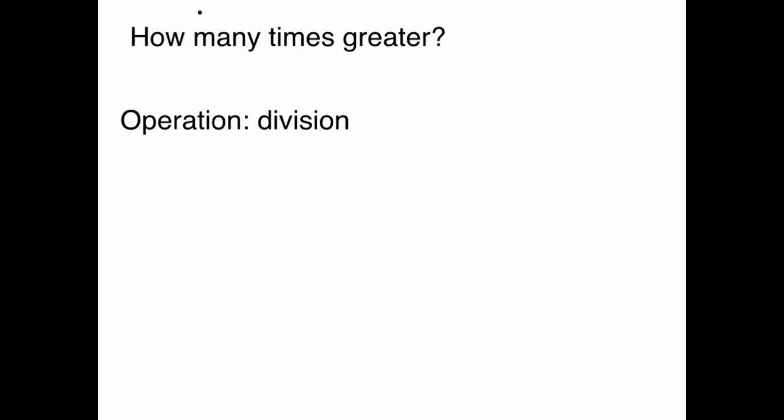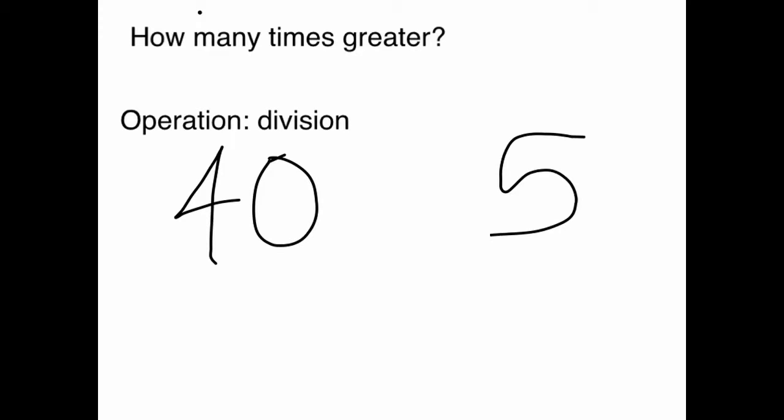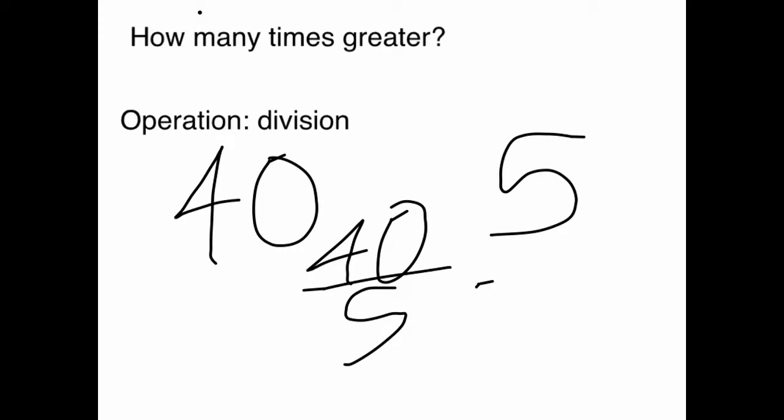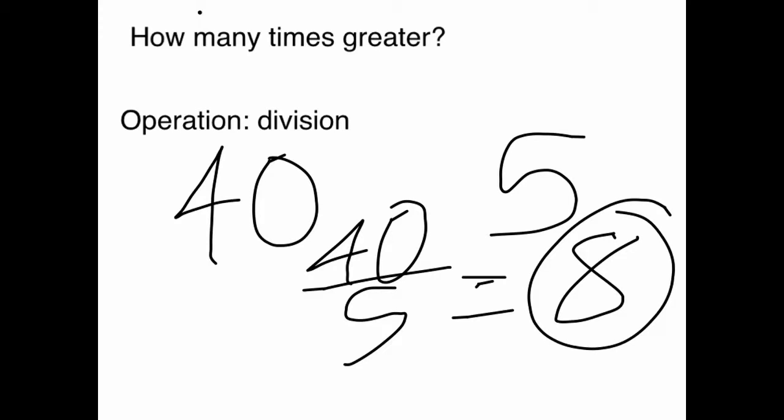say how many times greater something is. So whenever I say how many times greater, you should immediately say, oh, Miss Abel, you're talking about division, because obviously I am. So if I were to say how many times greater is 40 than 5, what I'm talking about is division. And of course, the large number always goes on top. 40 divided by 5 is going to give me 8. So 40 is 8 times bigger than 5.